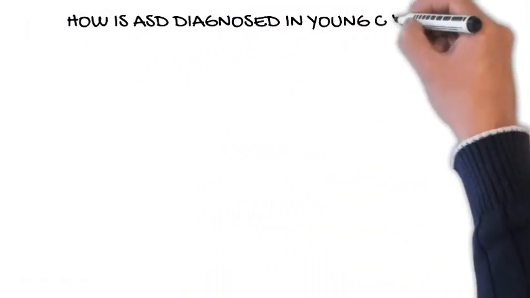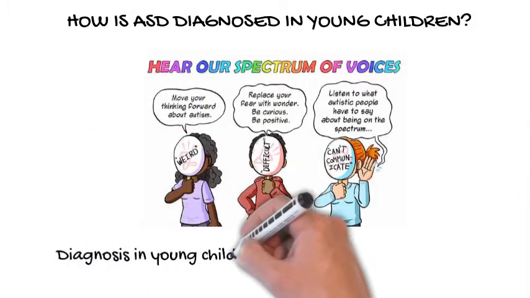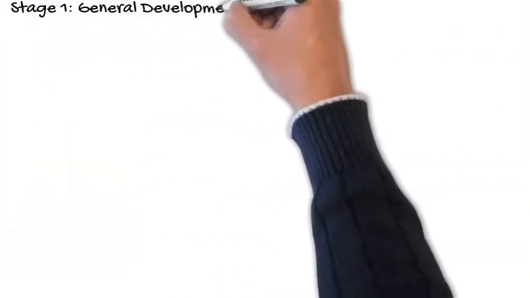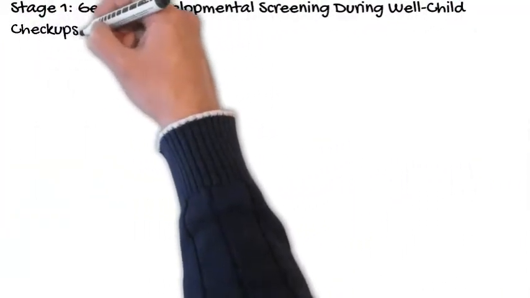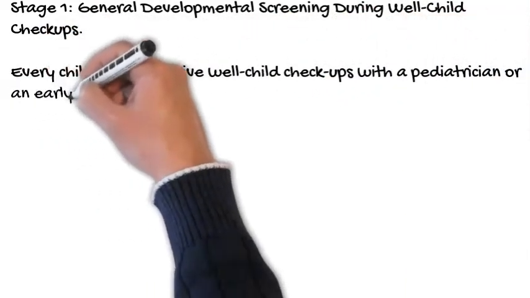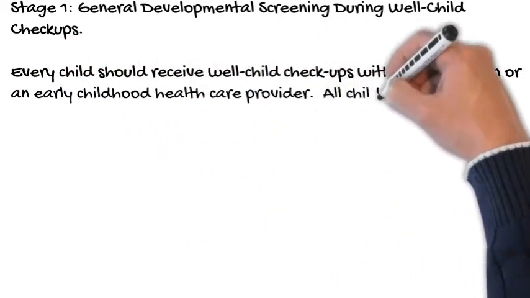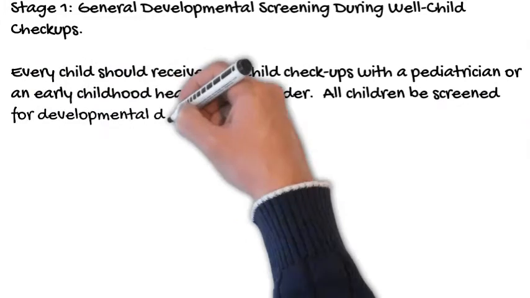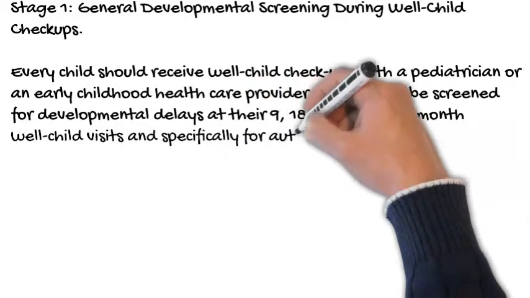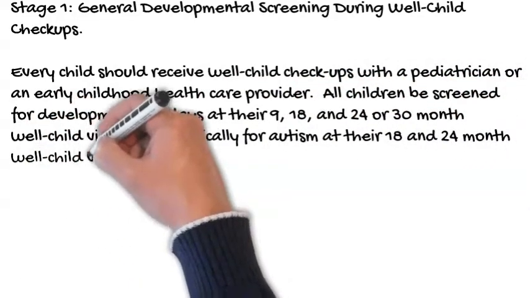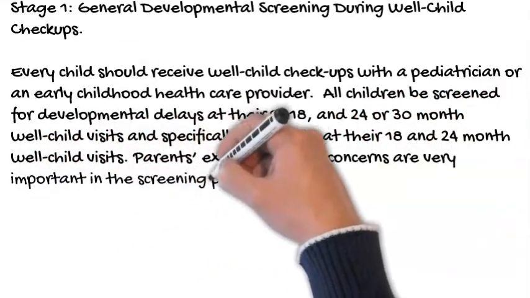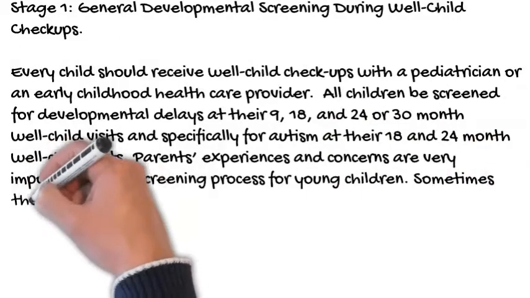How is ASD diagnosed in young children? Diagnosis in young children is often a two-stage process. Stage 1, general developmental screening during well-child checkups. Every child should receive well-child checkups with a pediatrician or an early childhood health care provider. All children should be screened for developmental delays at their 9, 18, and 24 or 30-month well-child visits, and specifically for autism at their 18 and 24-month well-child visits. Parents' experiences and concerns are very important in the screening process for young children.